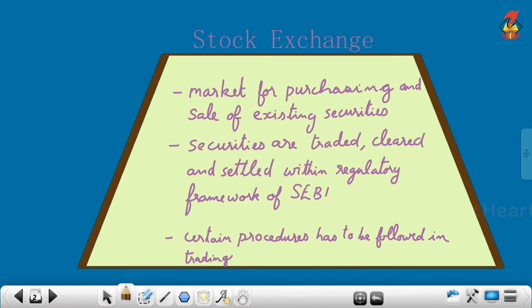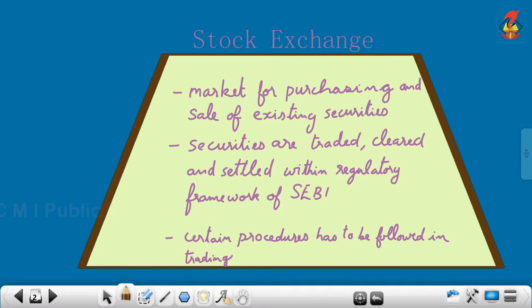Once again, we are just refreshing. It is a market for purchasing and sale of existing securities. In a stock exchange, existing securities are bought and sold. Securities are traded, cleared and settled within the regulatory framework of SEBI.